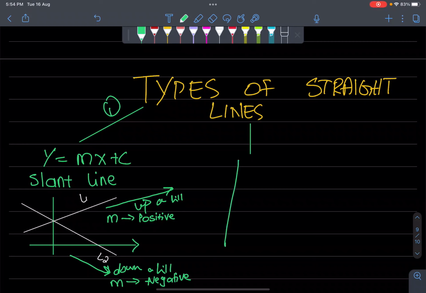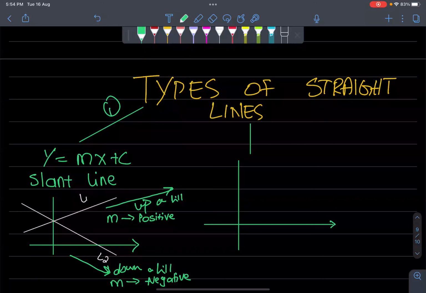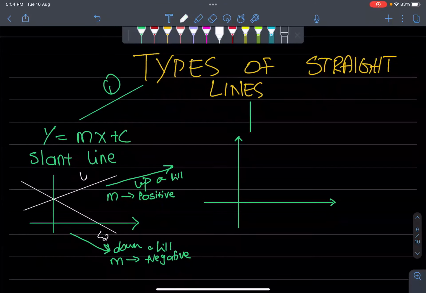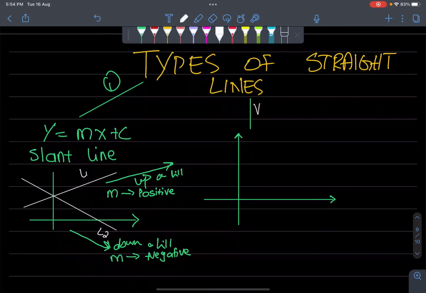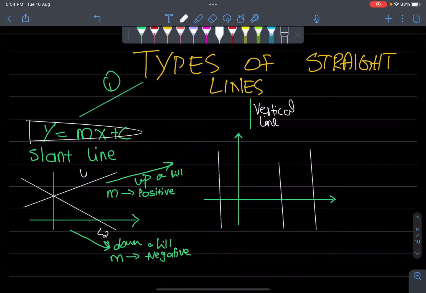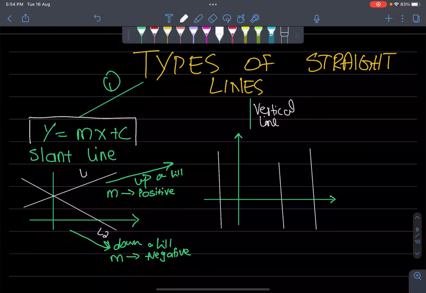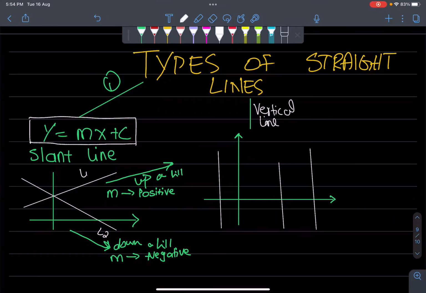Then we have a vertical line. Now for a vertical line, it will just be a vertical line. Now the equation of a slant line is this. The equation of a vertical line is this: x equals c.